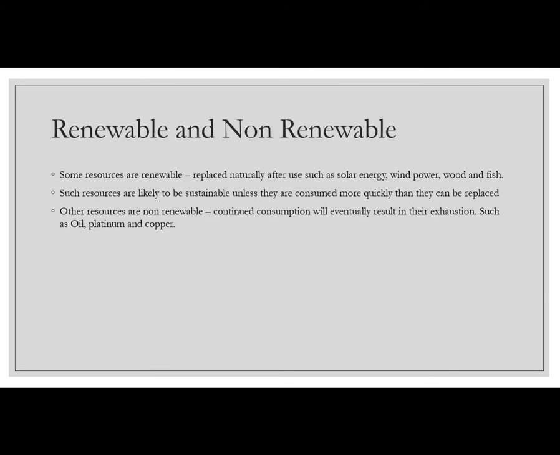Now, moving on to the next part, which is renewable and non-renewable. You do need to know the difference between the two. Some resources are renewable, which means that they're replaced naturally after use, such as solar, wind power, wood, and fish. Such resources are likely to be sustainable unless they're consumed more quickly than they can be replaced. Other resources are non-renewable, so continued consumption will eventually result in their exhaustion, such as oil, platinum, and copper.